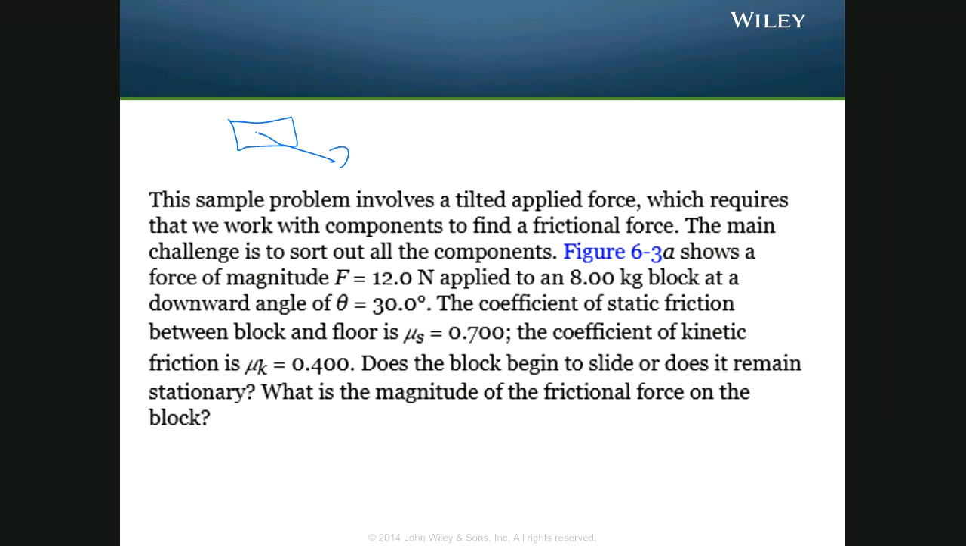Right? We'll still have a force. This is just F. We'll have FG. We'll have Fn. And we'll have a frictional force. We're not quite sure what it is yet.